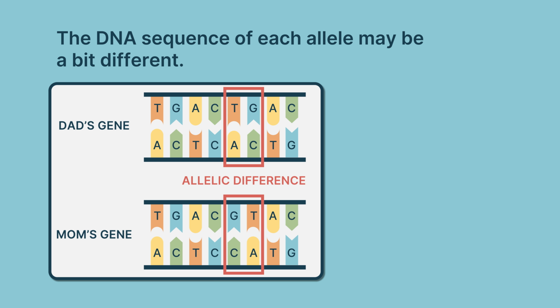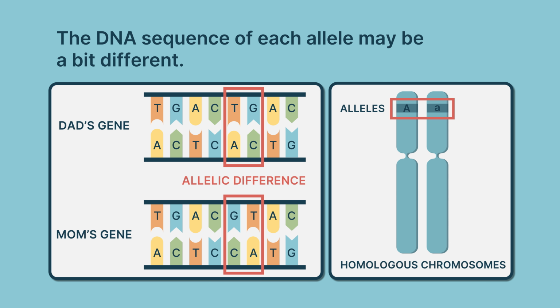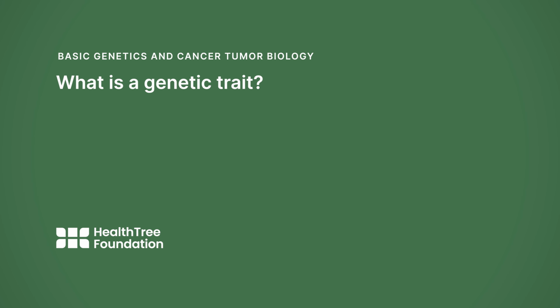And so, in fact, you as an individual have two alleles. You have a copy of a gene from dad and a copy of a gene from mom, and they're about 99.9% identical, but there may be some slight genetic differences in the two copies, and we refer to those as allelic differences. What is a genetic trait?